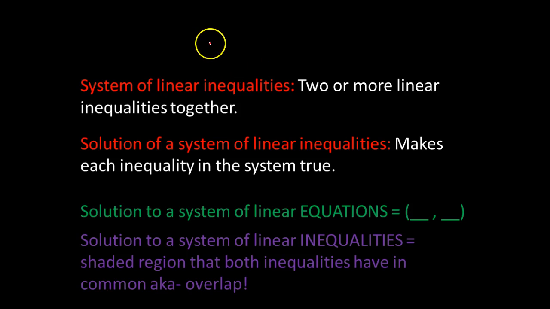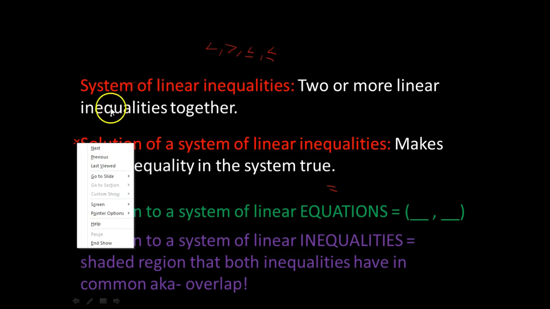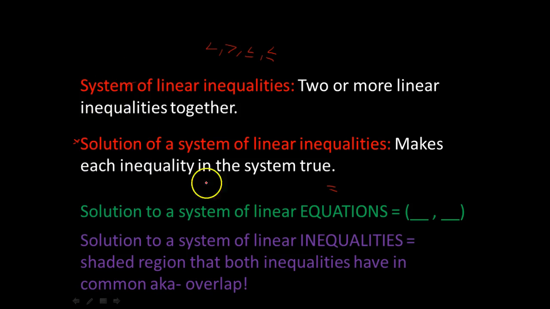Our inequalities involve these signs, where our linear equations down here involve the equal sign. So there are two or more linear inequalities together. A solution of a system of linear inequalities makes each inequality in the system true. So once again, this is not different. Before, we were looking for an ordered pair that made both equations true in the system.